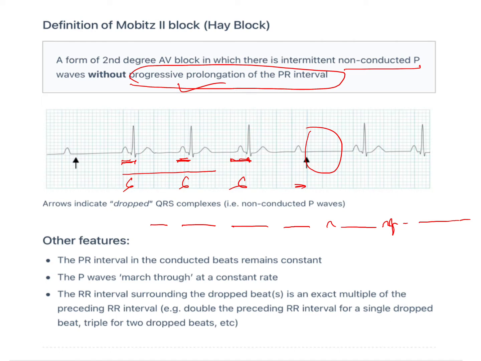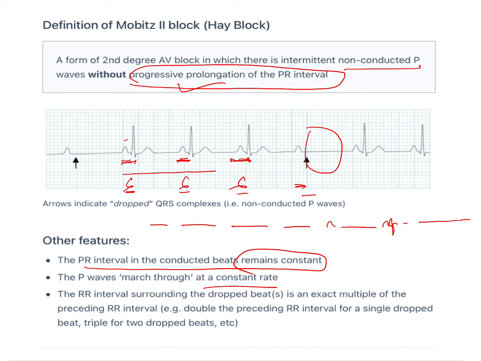So the PR interval in the conducted beats remains constant. If it is 6 small boxes, all will show 6 small boxes. The P waves march through at a constant rate, so the PP interval will be normal. The RR interval surrounding the dropped beat is an exact multiple of the preceding RR interval: double the preceding RR interval for a single dropped beat and triple for two dropped beats.